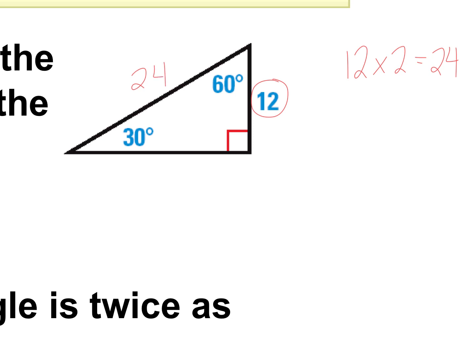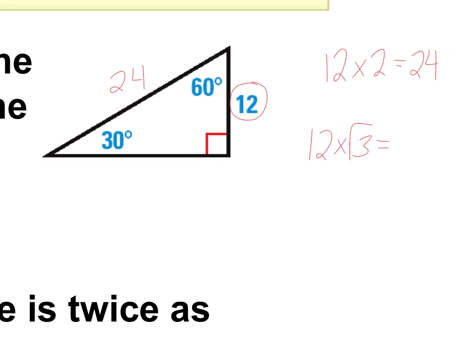How do I get to the long leg? Can I go from the hypotenuse? No. Why? Where do I have to go from? You have to go from the short leg. I have to go from the short leg. How do I go from the short leg to the long leg? 12 times the square root of 3. Yep, multiply by the square root of 3.